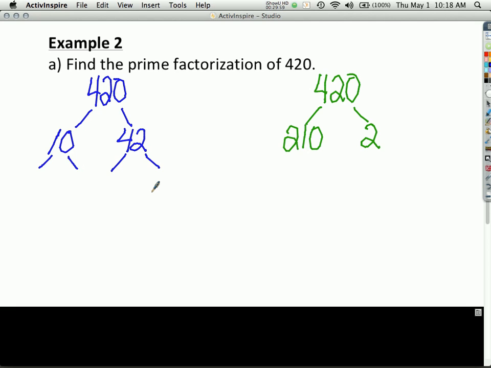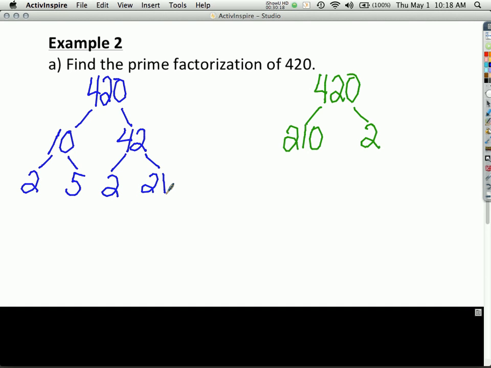I need a factor pair for 10. Tatiana? 2 times 5. So I'm going to write a 2 and a 5, and I need a factor pair for 42. Stephen? 2 times 21. Very good.